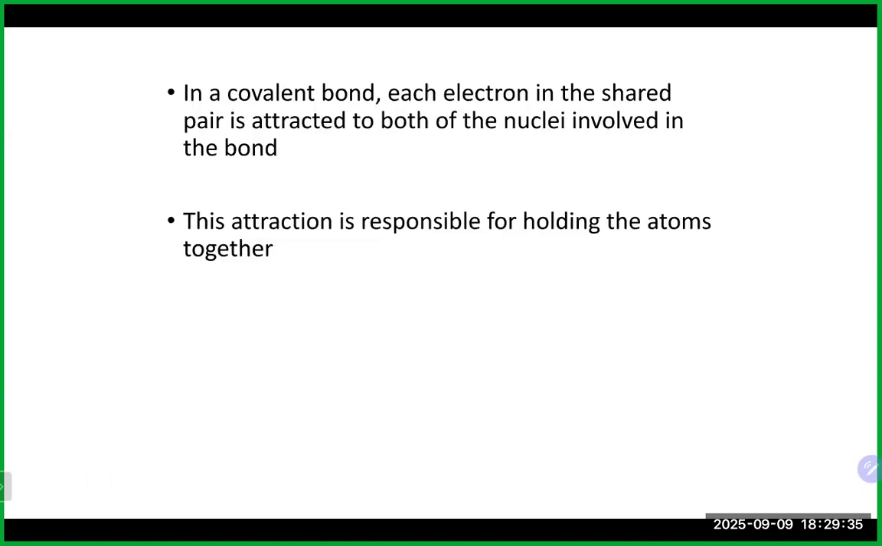Now, in a covalent bond, each of those electrons that are being shared between the two atoms, both of those electrons are attracted to each of the nuclei. And that's what holds it all together. You got electron density in the middle of the two, and it's attracted to the positive charge of this nucleus, but it's also attracted to the positive charge of the other nucleus. And it just holds everything together through the sharing of electrons.